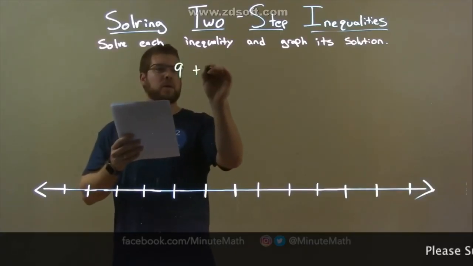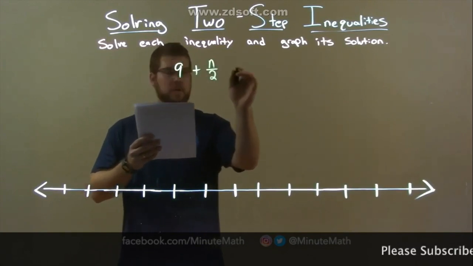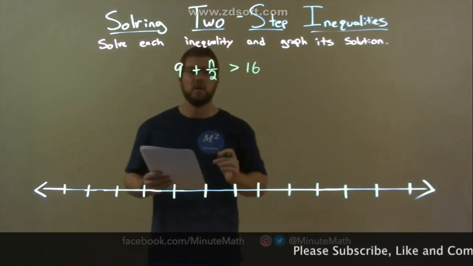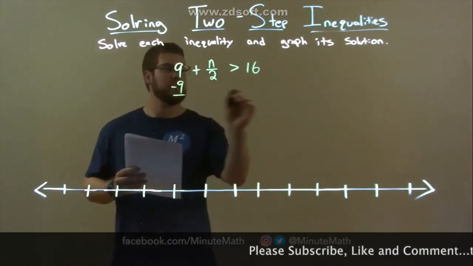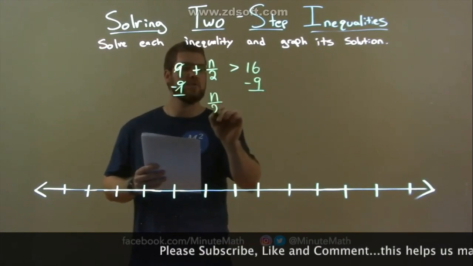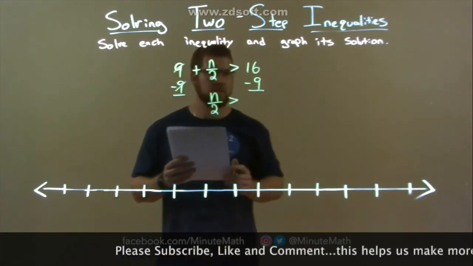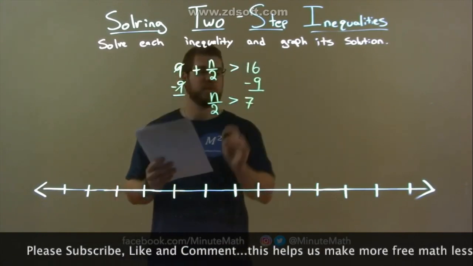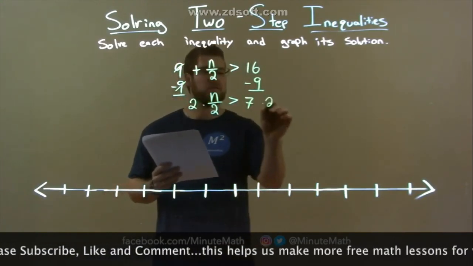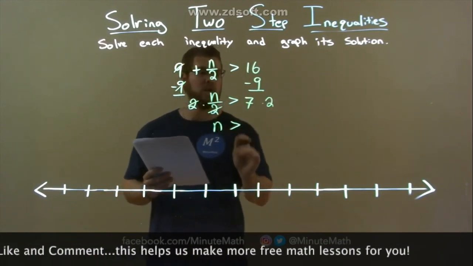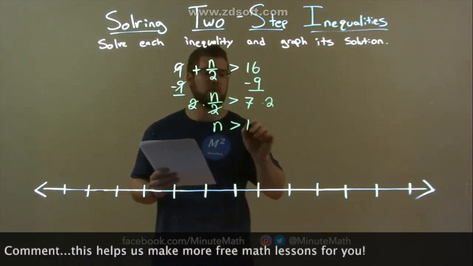9 plus n over 2 is greater than 16. First thing I want to do is subtract a 9 from both sides. That gives me n over 2 by itself on the left, and it's still greater than 16 minus 9, being 7. We then multiply 2 to both sides, the 2's cancel, and n is now by itself. It's still greater than 7 times 2, which is 14.